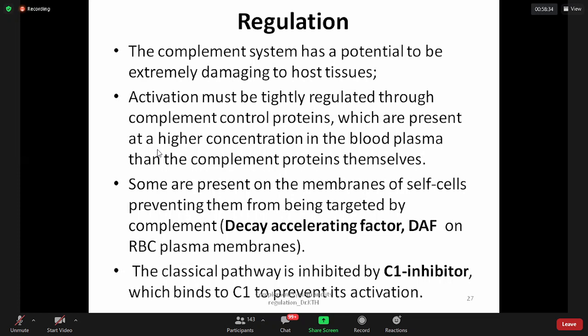Now, there are individuals who lack this C1 inhibitor. And like I will be telling you soon, these people normally come in with the edema that is usually around the face. Okay, so they end up with something called familial edema.